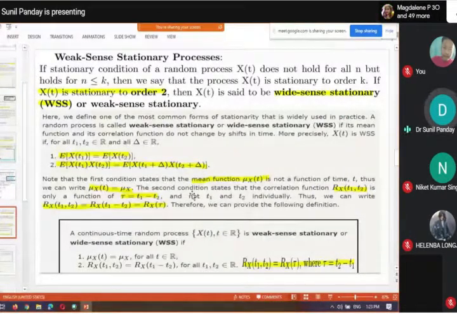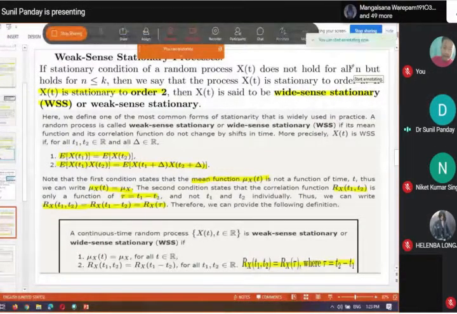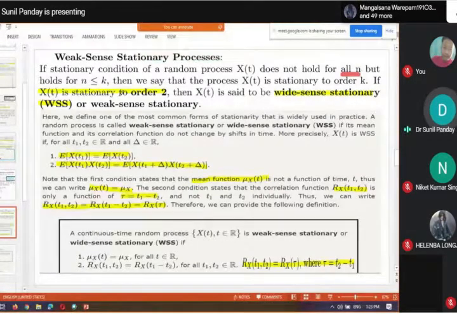Okay, now this weak sense stationary process. If the stationarity condition of the random variable xt does not hold for all n, this is important, even though when we talk about weak sense, it means we are talking about order 2. But if it holds for some n less than or equal to k, then we say that the random process xt is stationary of order k.